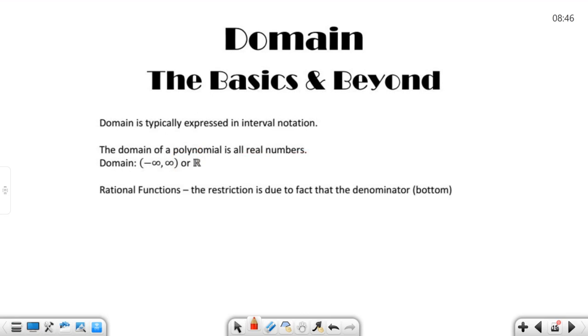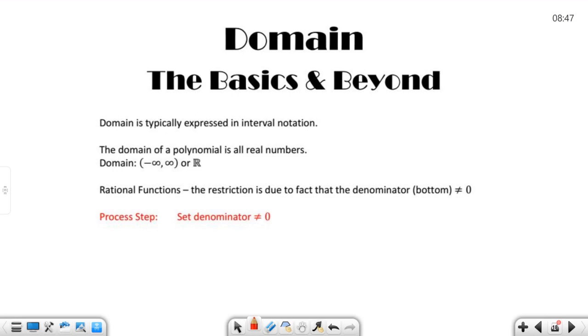Rational functions: the restriction is due to the fact that the denominator, or the bottom, can't be 0. So then the process step, this is what I call it. Whenever someone says find the domain, the first thing I ask is, is there an x in the denominator? If there is, then I have a restriction. Or is x under an even root? Then I have to worry about a restriction there. Even roots only. Odd roots are okay because you can take the cube root of a negative, but you can't take the square root of a negative.